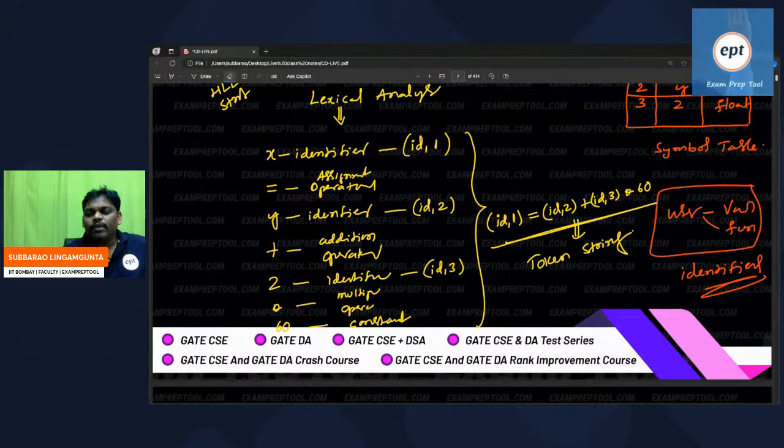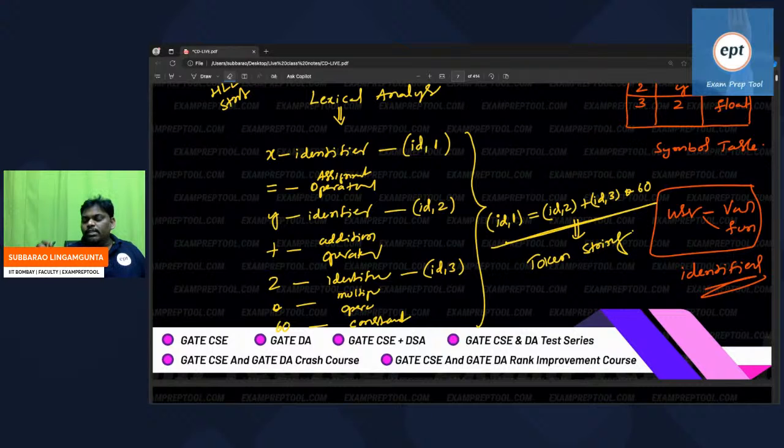Listen everyone. If anyone asks you from today onwards, what is the lexical analyzer's responsibility? What answer are you going to give? The answer is: dividing the given program into tokens. In other words, converting a high-level program into tokens. Another way of saying it: dividing the given program into tokens.